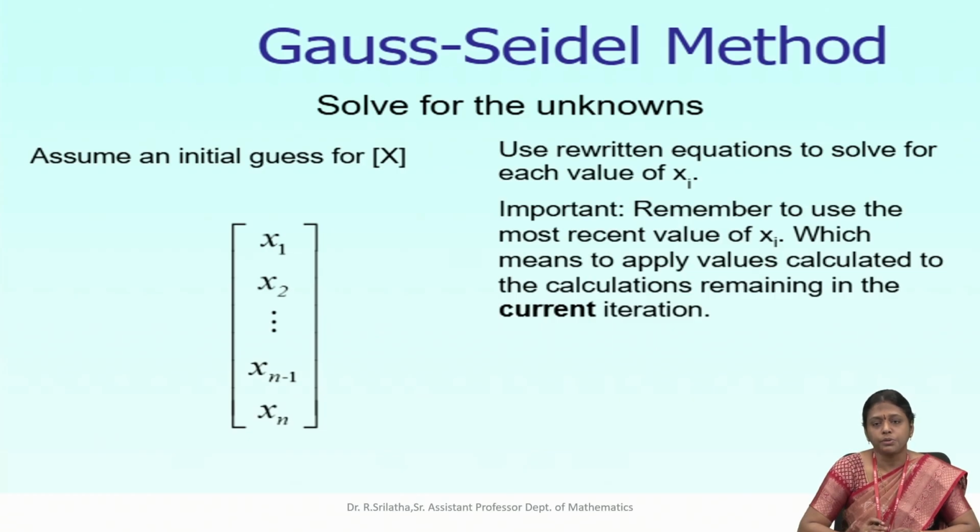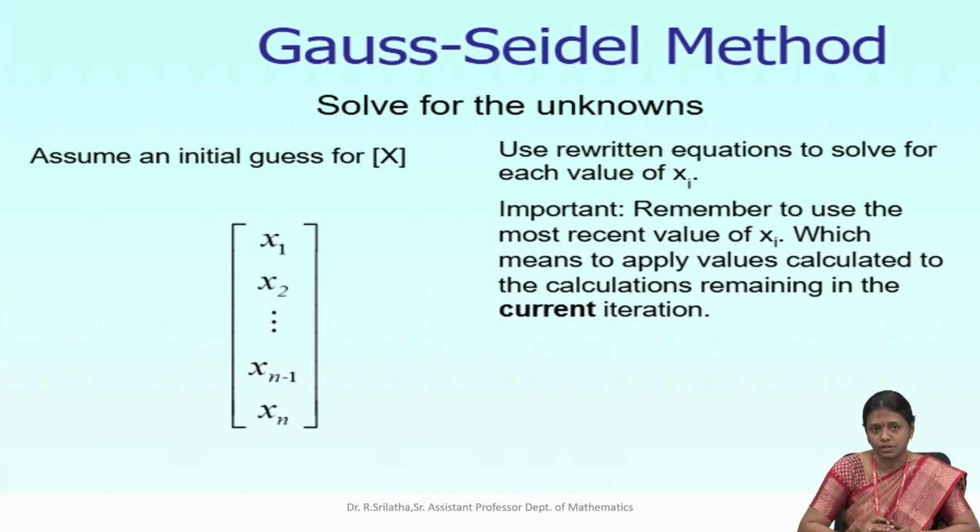Before entering into the Gauss Seidel method, we need to keep one important point in mind. For the first approximation we take the initial guesses as x1 of 0 equal to 0, x2 of 0 equal to 0 and x3 of 0 equal to 0. But when we move on to the second value x2, we use the most recent value calculated previously. So remember to use the most recent values of the xi's in the remaining calculations of the current iteration.